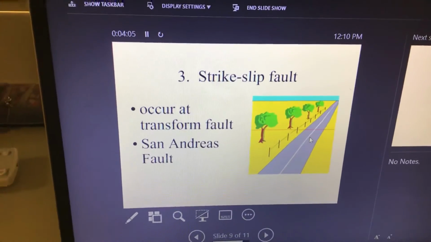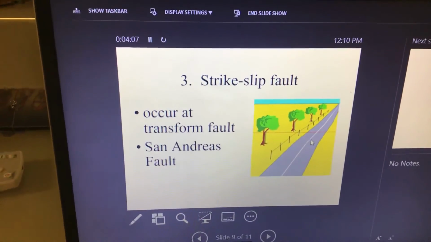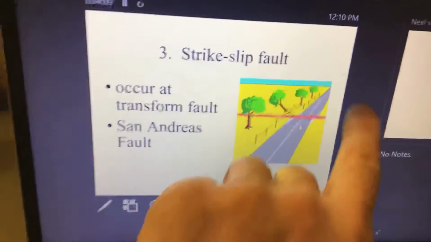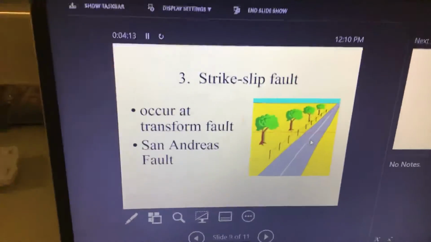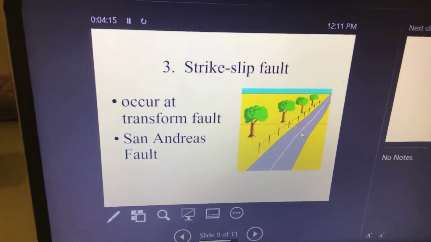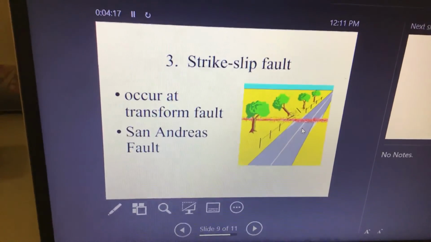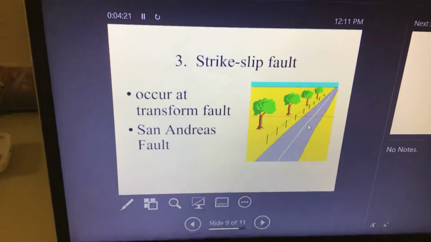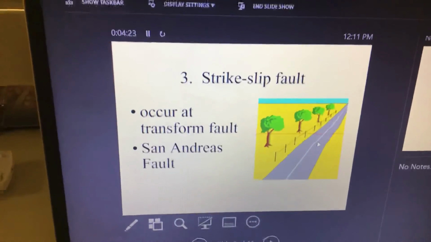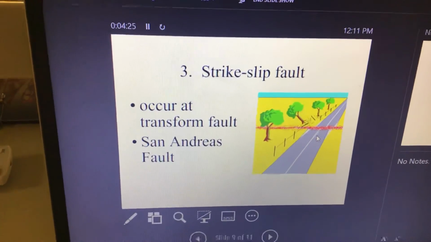And that's a good little animation. This one here is moving that way. This one is staying still. So we had normal, reverse, and strike-slip faults. The San Andreas Fault is a strike-slip fault. One plate is moving while the other one stays where it's at. Those are our notes for today.